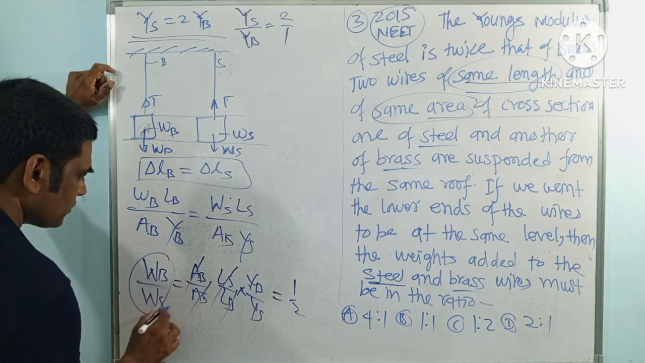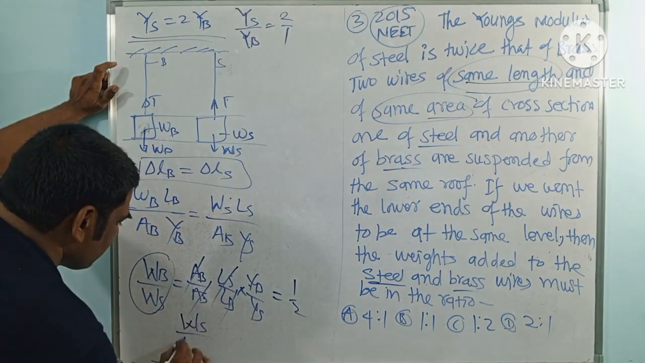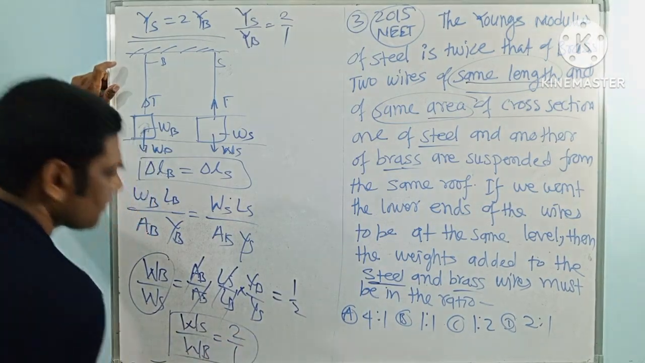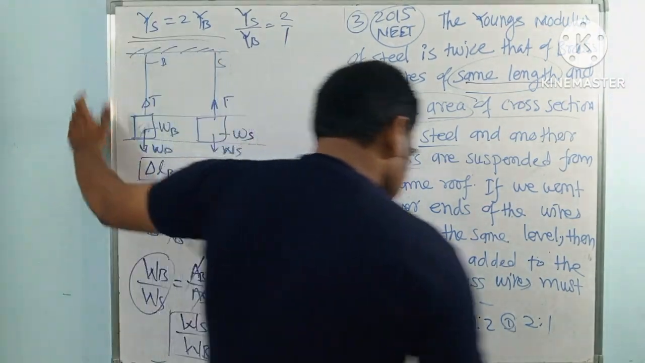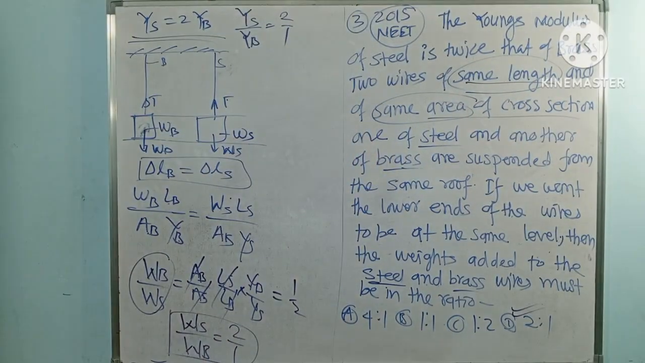So what you are getting? So reverse of this, steel brass. So WS steel, WB brass. These are the weights added. So 2:1. Simply 2:1. Option D is the answer. Simple question. Okay. Note it fast.